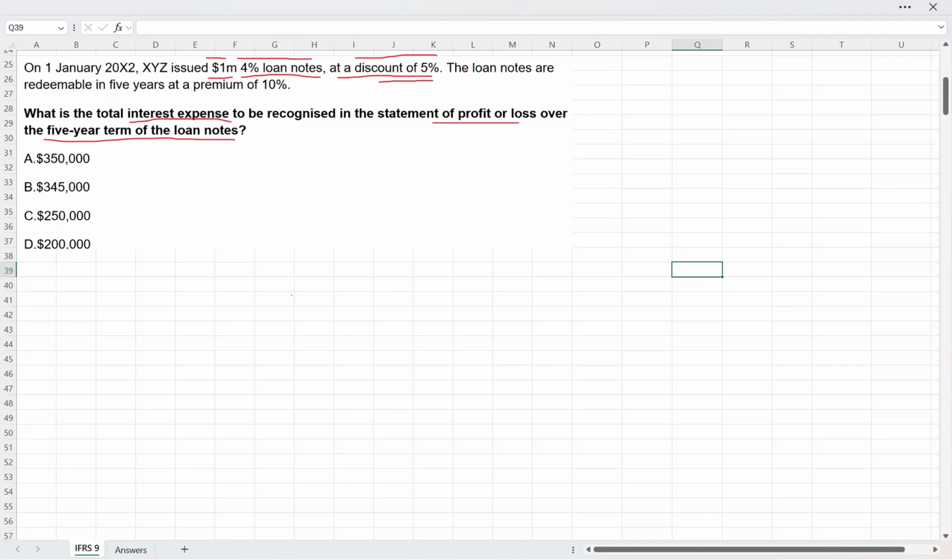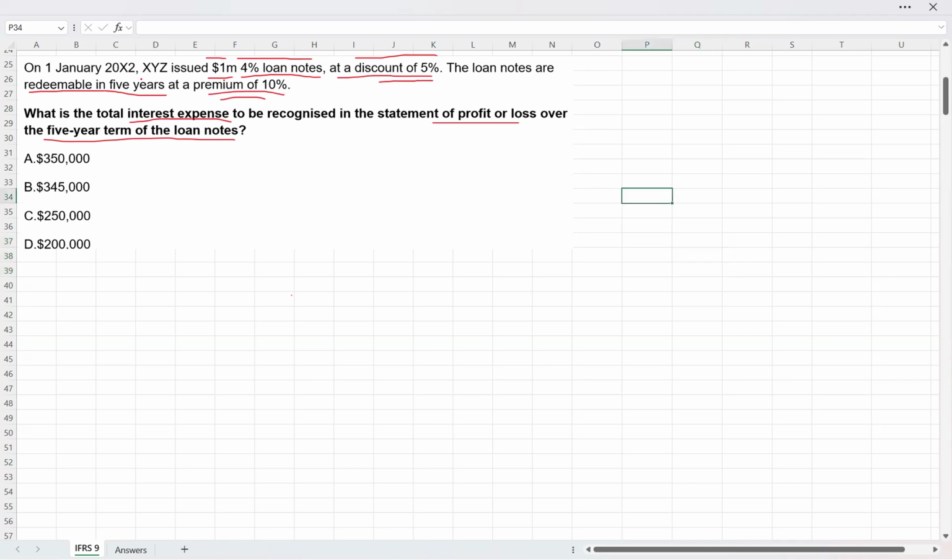And the third one: the loan notes are redeemable in 5 years at a premium of 10%. So when the 5-year term ends, they will pay us the principal back, and they're not going to pay only 1 million. They are going to pay 10% extra. So that's the third benefit. These are the three things we get as benefit if we are investing. But if we are the company providing the interest, they will have the total expense.